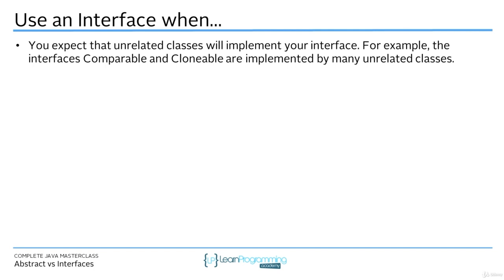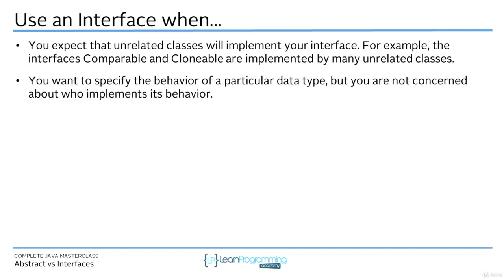All right, so when do you want to use an interface? Well, firstly, when you expect that unrelated classes will implement your interface. For example, the interfaces Comparable and Cloneable are implemented by many unrelated classes. Now, another reason to use an interface is when you want to specify the behavior of a particular data type, but you're not concerned about who implements its behavior. Still another reason for using an interface is if you want to separate different behavior.